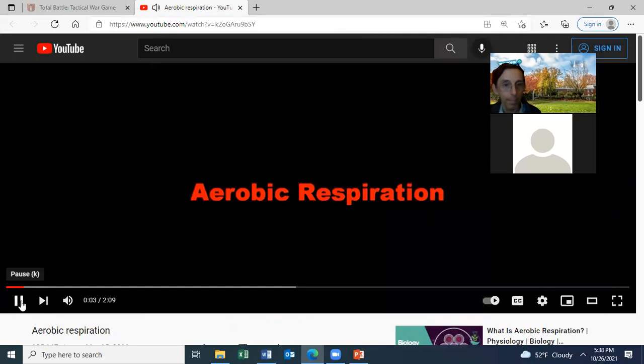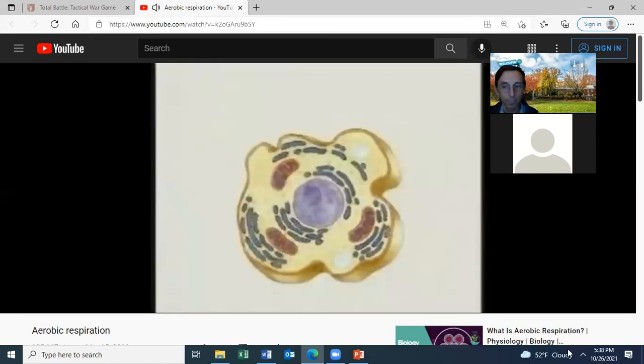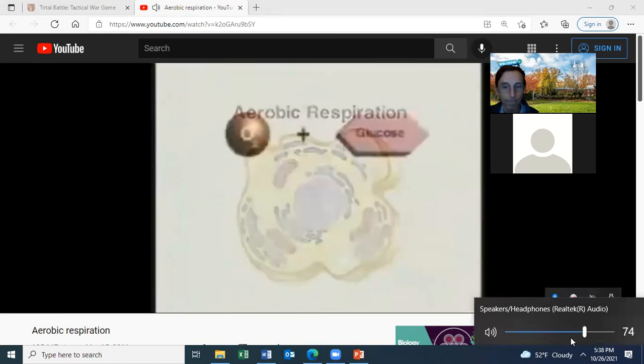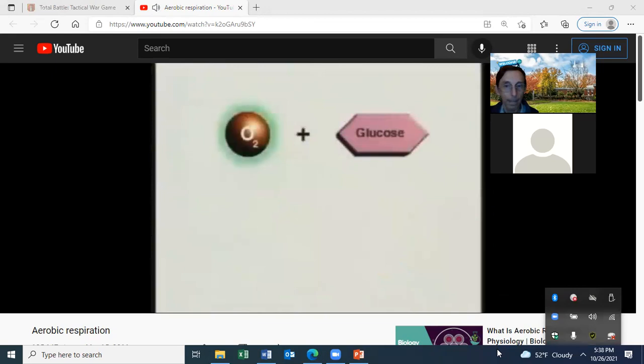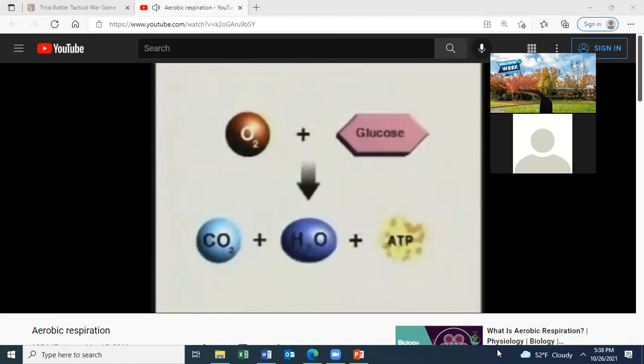Usually all cells need energy to stay alive. Usually your cells get their energy through the process called aerobic respiration. The word aerobic refers to oxygen. In aerobic respiration, oxygen interacts chemically with a molecule of glucose. The glucose is broken down into carbon dioxide and water. This process releases energy, which the cell stores in the chemical bonds of ATP.